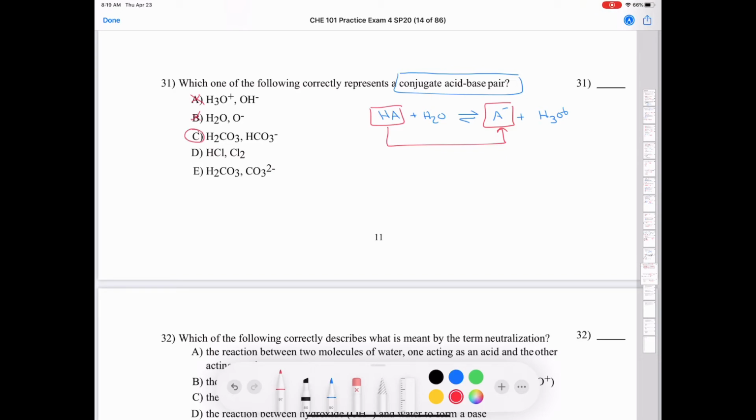The next one is the correct answer. H2CO3, that's carbonic acid, and if carbonic acid loses 1 proton, it becomes HCO3 minus, or the bicarbonate ion. Therefore, this is my conjugate acid-base pair. You take a look at the next one, HCl and Cl2. Well, that's not even anywhere close. That's hydrochloric acid and chlorine. And the problem with E is that carbonic acid would have to lose 2 protons in order to form carbonate, and that doesn't fit the criteria for being a conjugate acid-base pair like I described in this red box here.